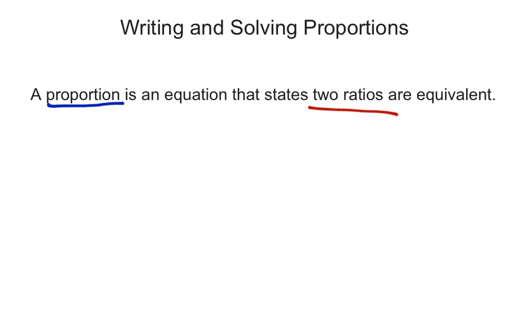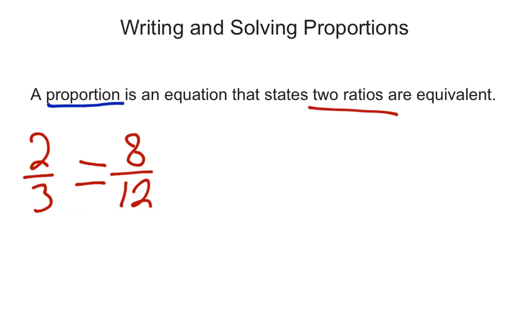Ratio is just a comparison of two numbers, so something like a fraction. So that's what we're going to be doing today. A proportion is really just two ratios that are equal to each other. And because it's an equation, that means there's going to be an equal sign involved. So we're going to simply come up with two fractions, two ratios, that are equal to each other. For instance, 2/3 equals 8/12.